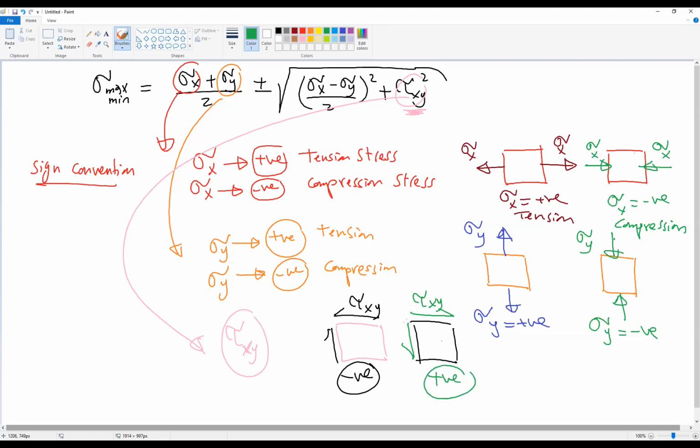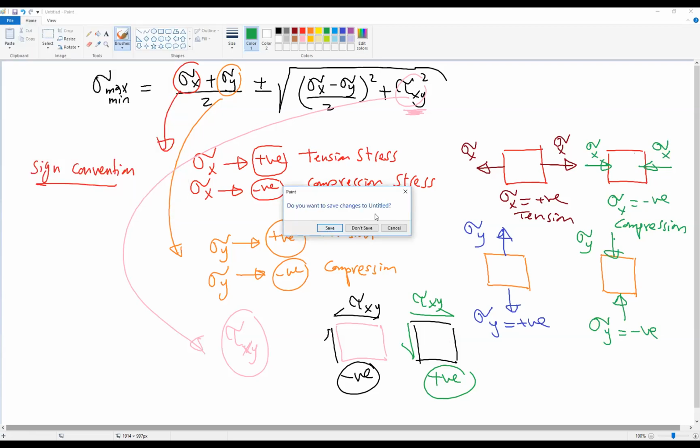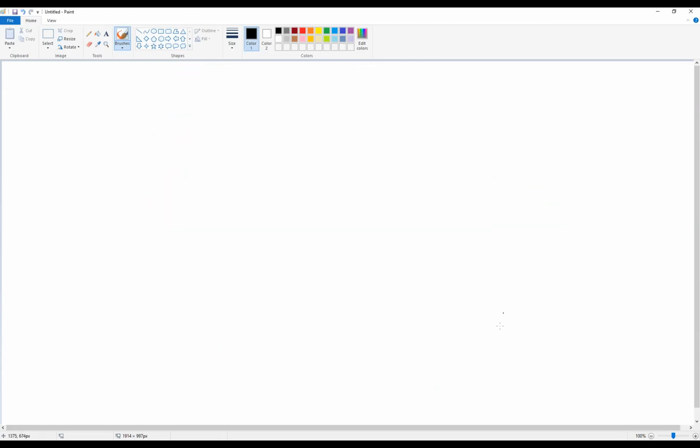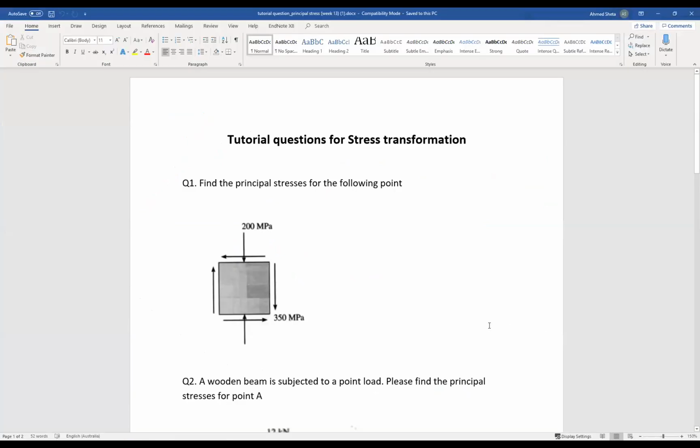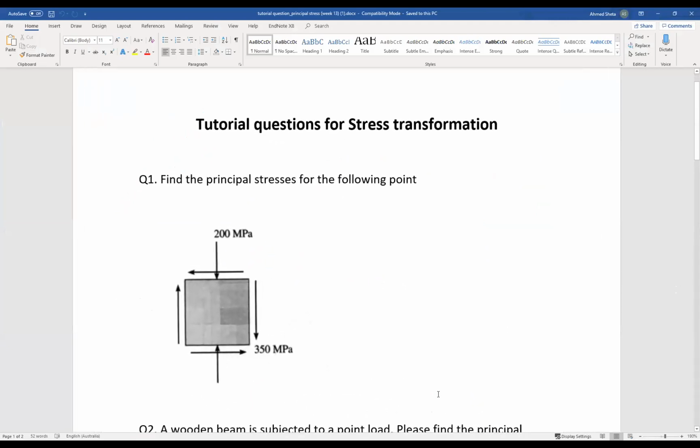So now we know the general formula for the principal stresses and how we can apply it in the equation. If we return back to the equation, this is a simple element, as you can see.